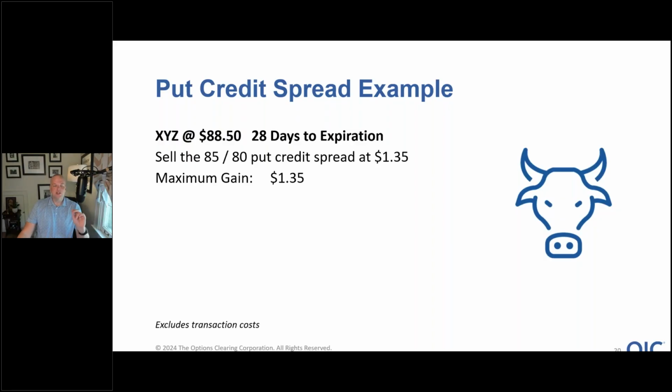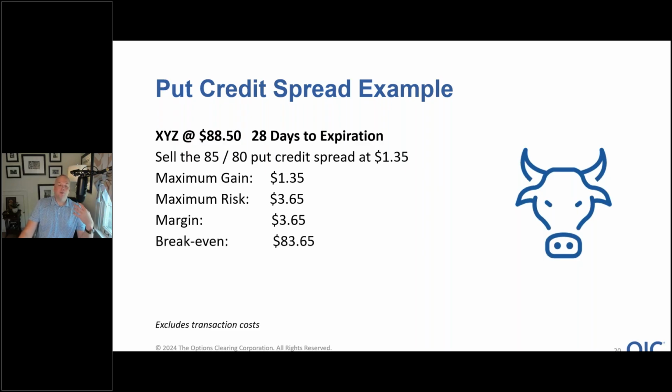Max gain is what you sold it for. Max risk is the difference in the strikes minus what you've sold it for and already created as far as the actual credit is concerned. So in this case, $3.65, that's $5 minus $1.35. Your margin again is going to be $365. Theoretically, that's going to be variable depending on your brokerage account. And your break even, this part is not going to be theoretical, is 83.65.